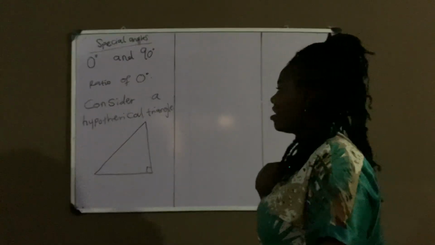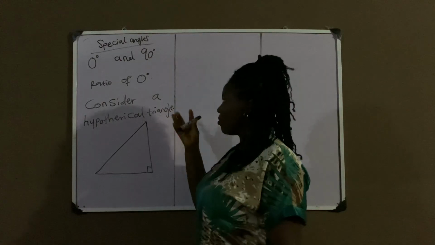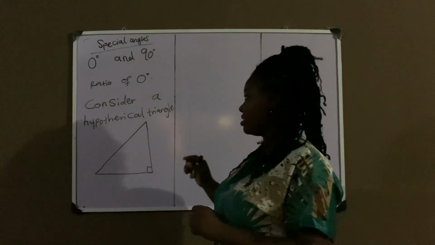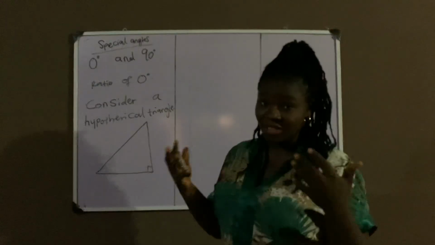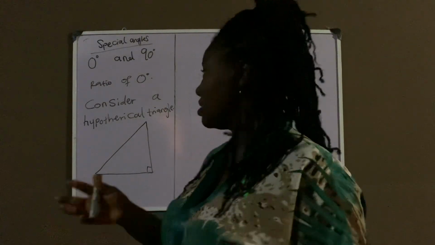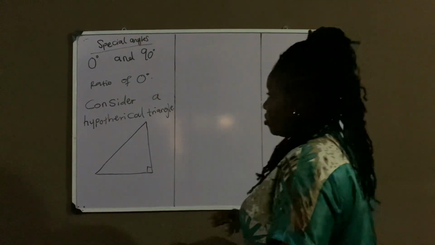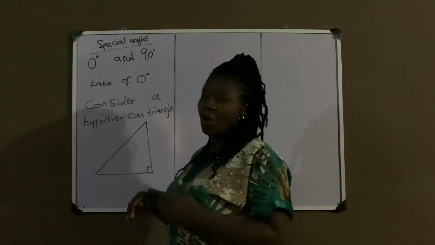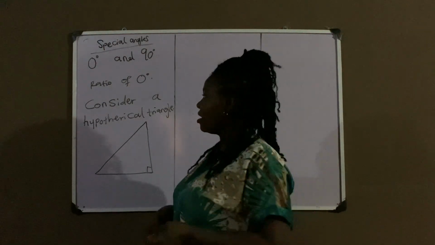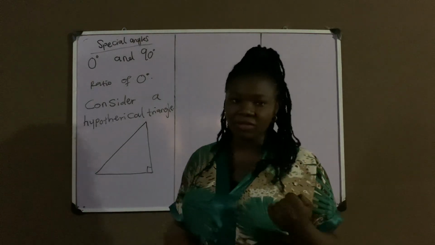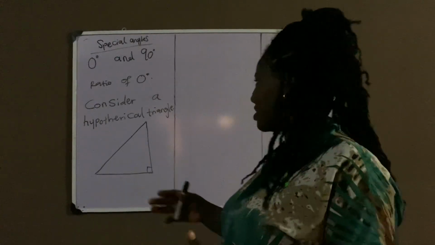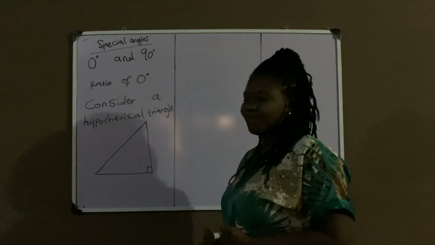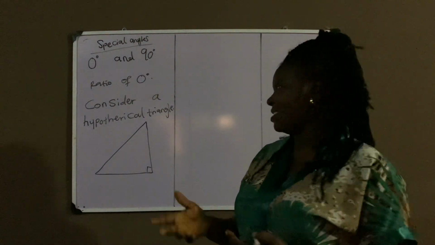In today's tutorial, I will be taking you on this topic, special angles, that is angle 0 degree and 90 degree. You can check our previous channel where we discussed the trigonometric ratio, that is the special angles of 30 degrees, 60 degrees and 45 degrees. So today we are going to discuss the ratio of 0 and 90 degree. We're going to see how simple it is.